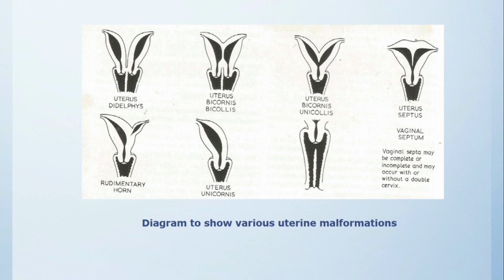It's very common. Yes, uterus unicornis, in which case it's only one Mullerian duct that grows to form the fallopian tube, the uterus, and then the cervix. The other one does not exist.